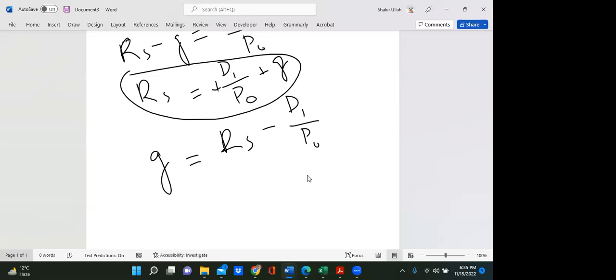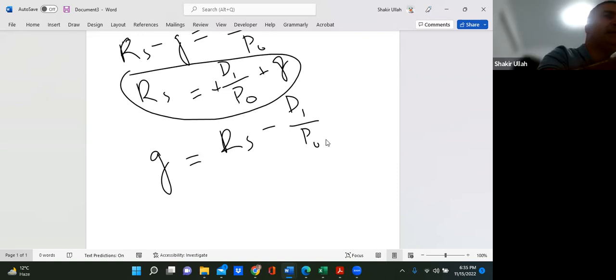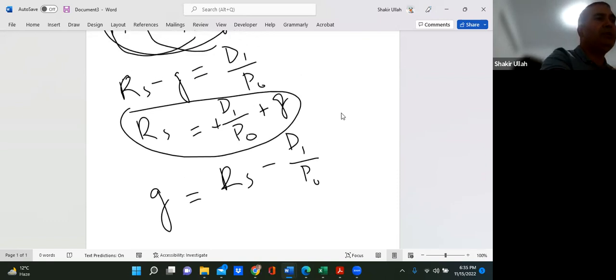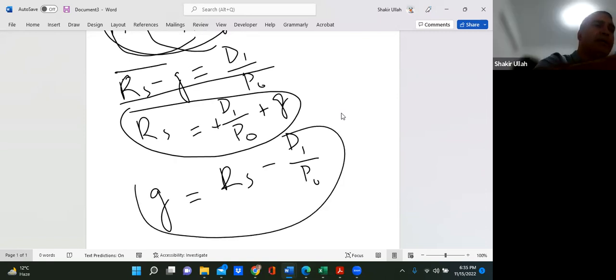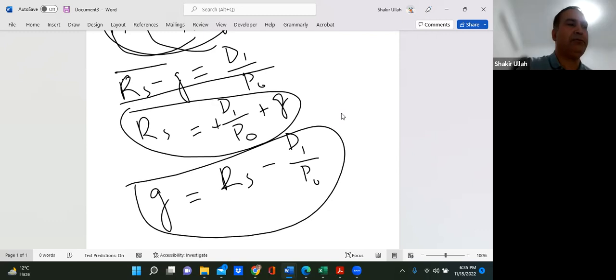You got it? Sorry, on that formula for RS equals D1 divided by P0, is that a minus growth or plus growth? Yeah, this is a plus growth, plus, because that G was minus on the left side. When we take it to the other side, it becomes a plus. Okay, got it? Okay. So this is the third formula, a third variation that you might need if it is asking you to calculate the growth in the problem.